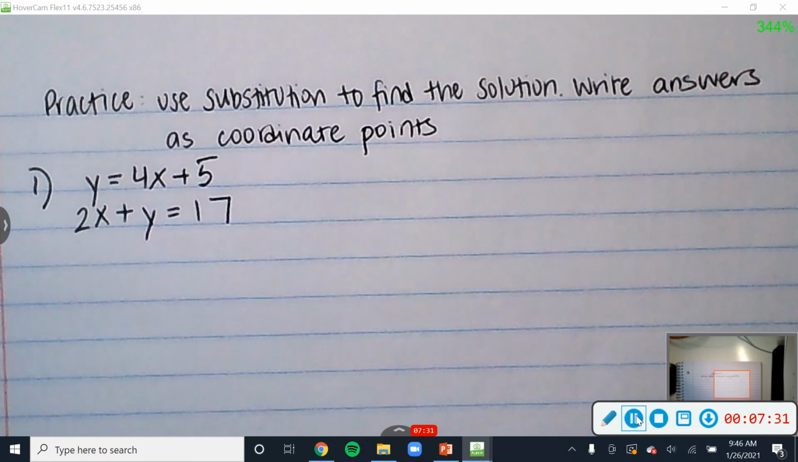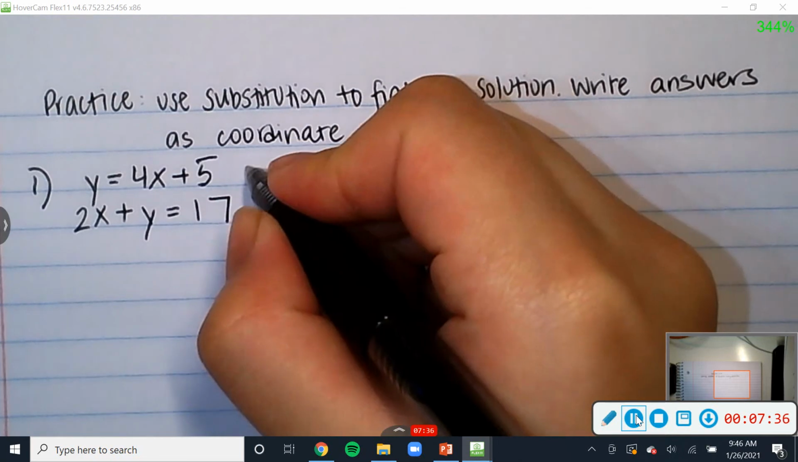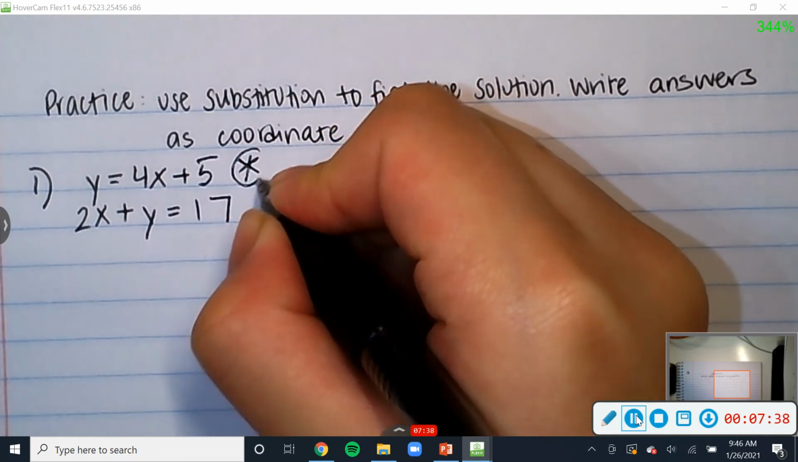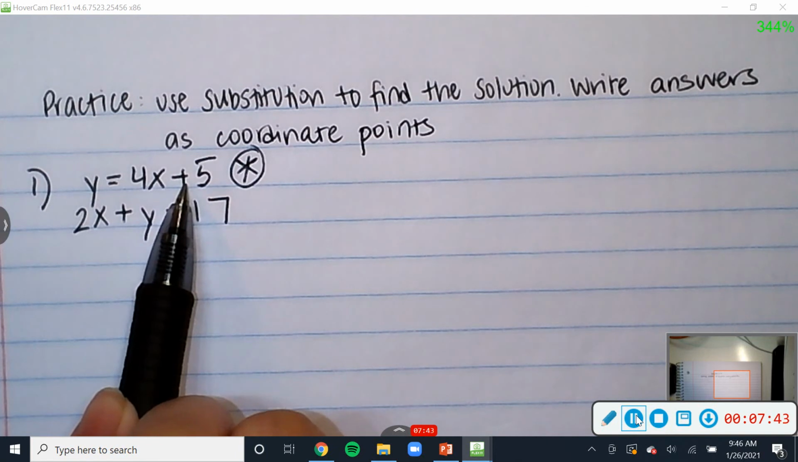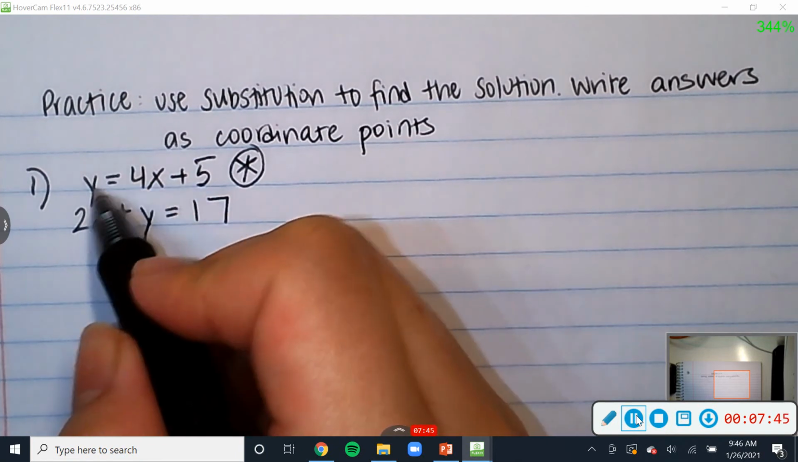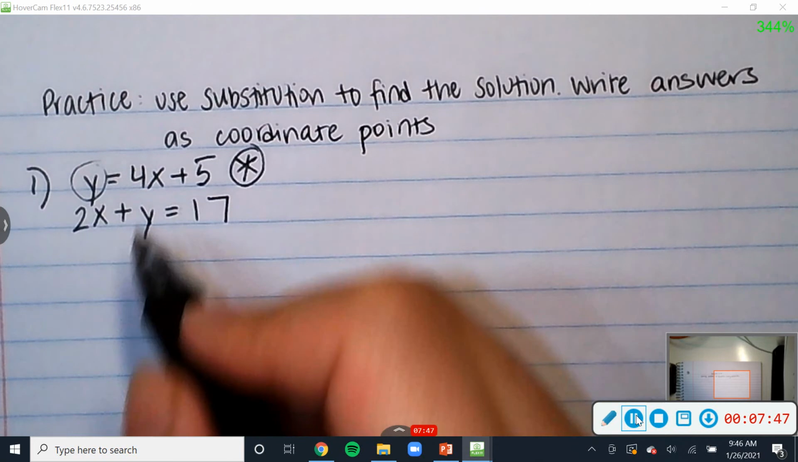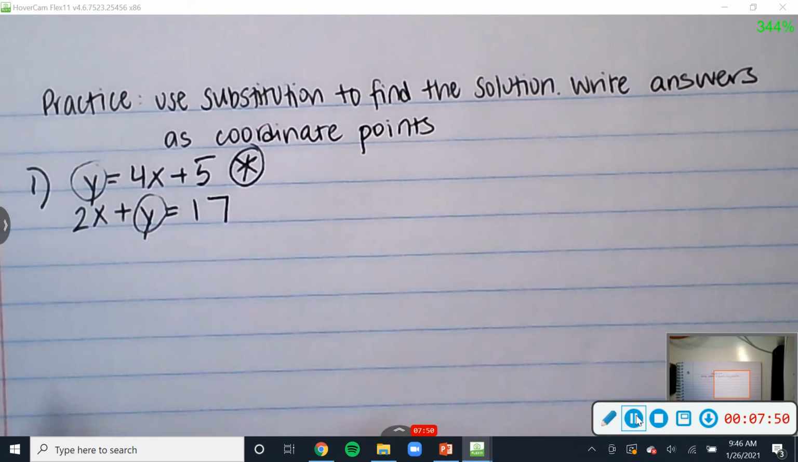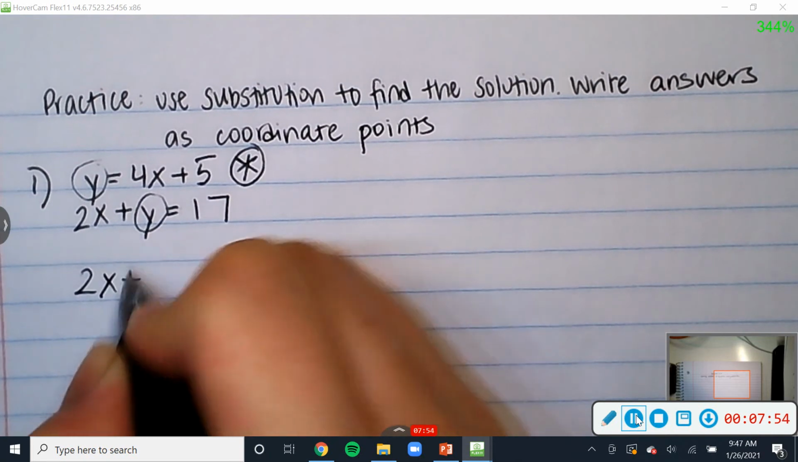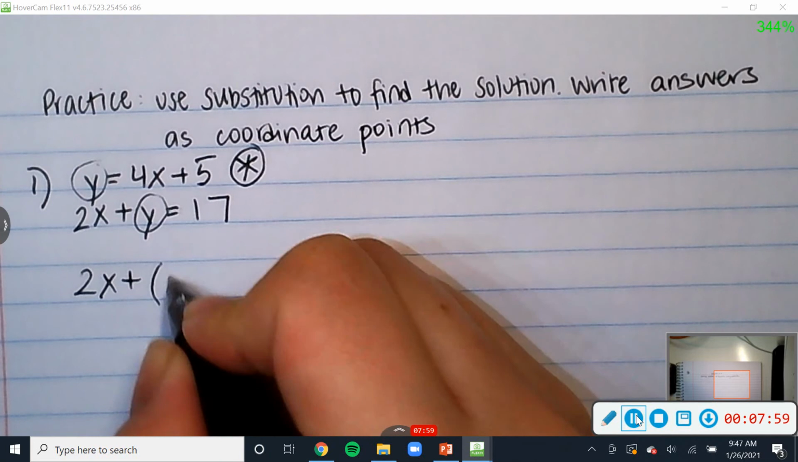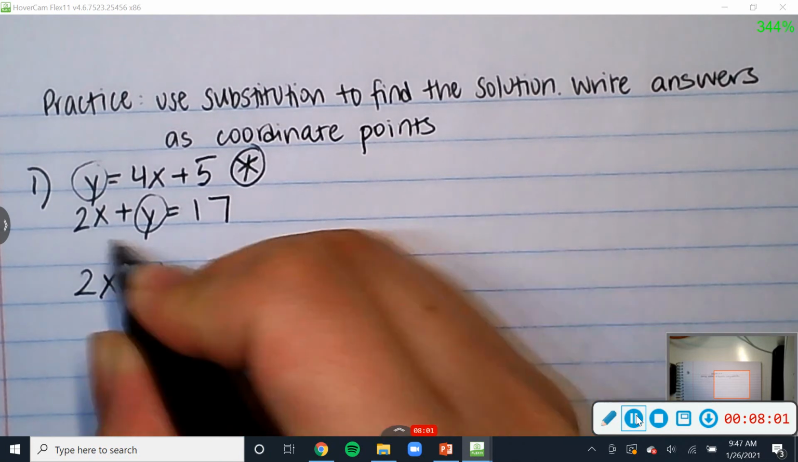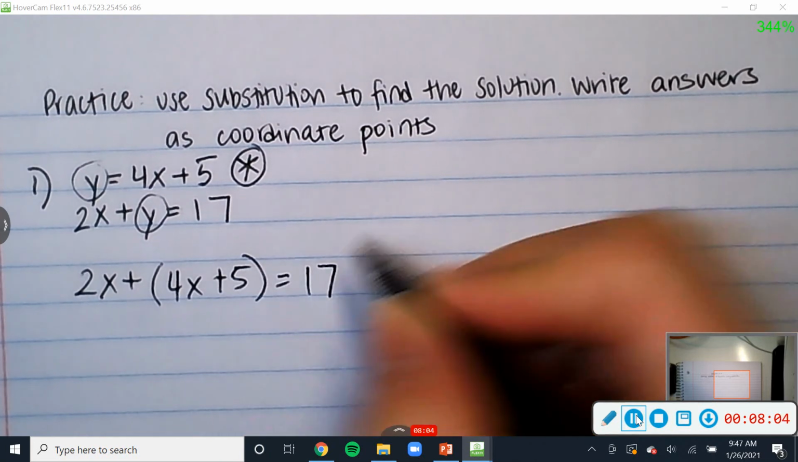Okay, so to solve our equation, first thing we have to do, remember step 1, identify which equation you are going to use to substitute. In this case, y is isolated, so I'm going to choose the first one. Next, since y is the variable that's isolated, I'm going to find out where y is in the second equation. Okay, it's right there. So that means that I need to substitute this whole thing, 4x plus 5, right where the y is. 4x plus 5. Use parentheses to show that you are substituting.